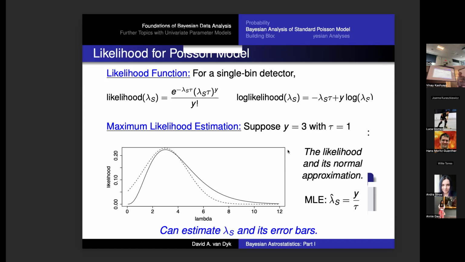And I've plotted the likelihood function. The likelihood function is the solid curve. And the dashed curve is a Gaussian approximation. So that's a Gaussian with the same mode. Although I plotted it, it's a little off there, but it's the same mode and the same curvature. So at the mode, the curvature, how quickly it falls off, is the same.